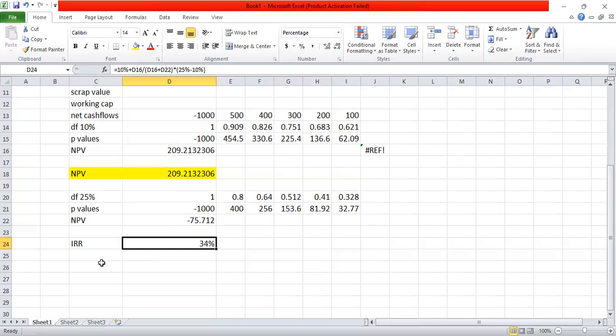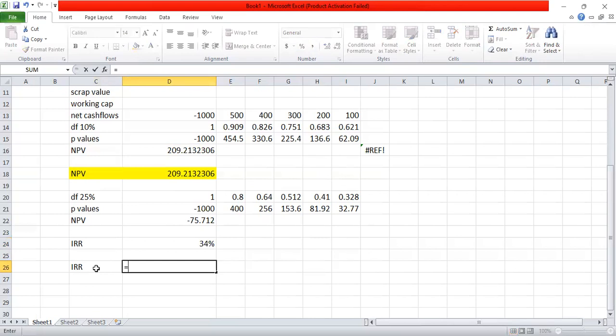So now, just to be on the safer side, if you have to apply the IRR, just type equal to IRR. This is the formula. Take the values, all the cash flows from year 0 to the complete years.